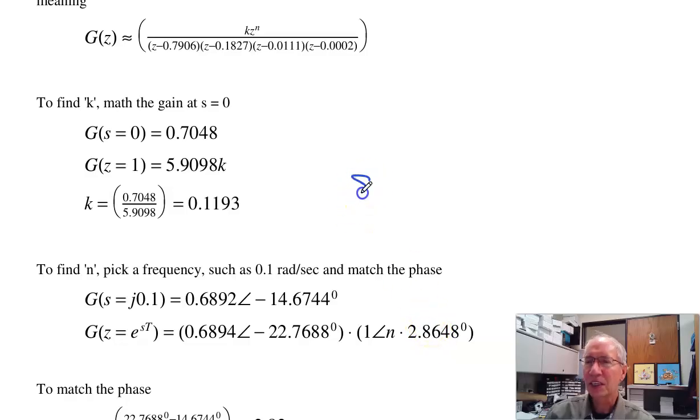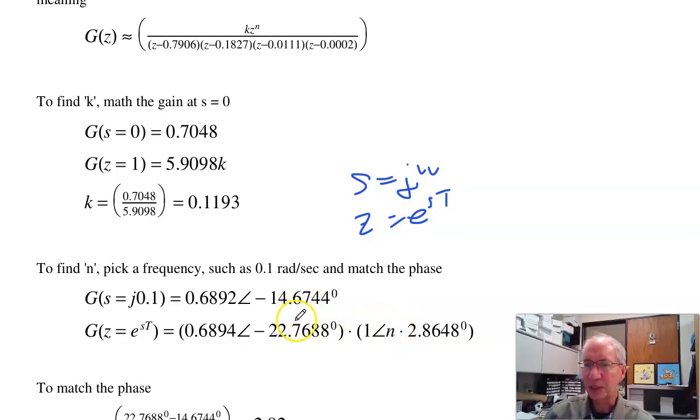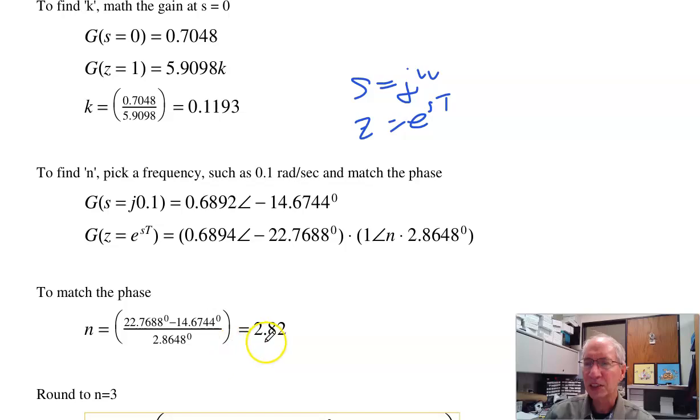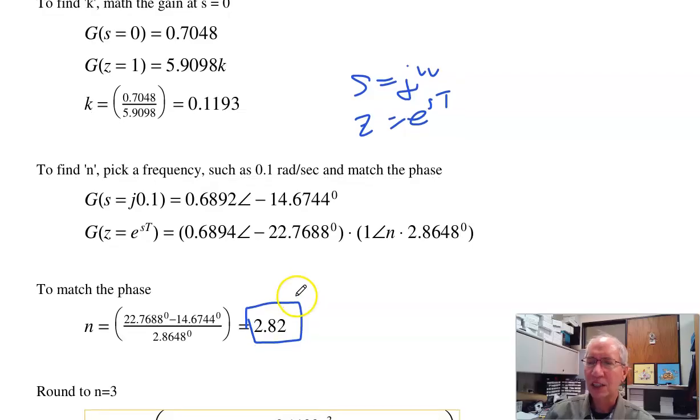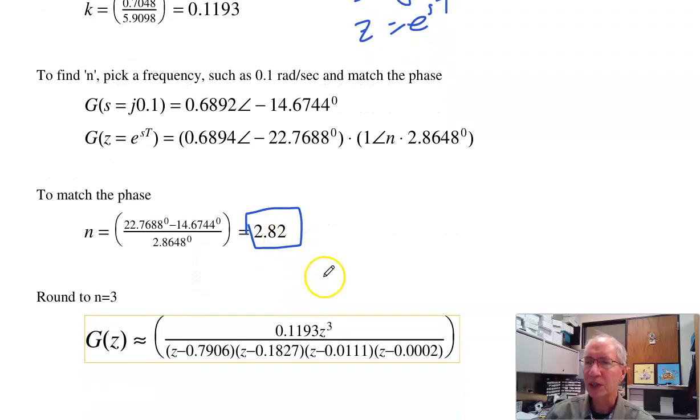That is just s is j omega, z is e to the st. Plug in s equals j.1, I get 1 at 2.86 degrees. So take that difference, and how many 2.86s make up that difference? Taking that difference divided by 2.86, I need to add 2.82 zeros at the origin. I can't do fractions. I can do 1, 2, or 3 zeros, so round to the nearest integer, 3. Whatever you do, it's going to be wrong. 3 is the least wrong answer. So that's g of z.